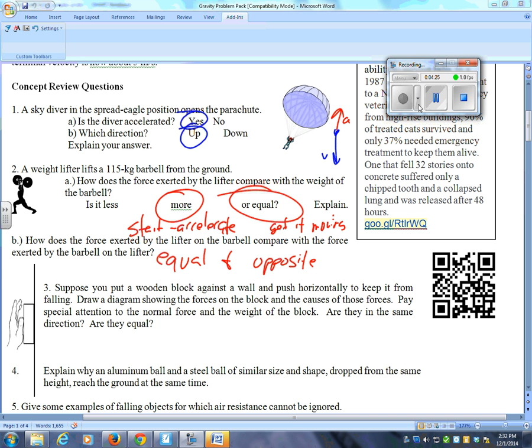Suppose you put a wooden block against a wall and push horizontally to keep it from falling. Okay, just like this. Draw a diagram showing the forces on the block and the causes of those forces. Pay special attention to the normal force and the weight of the block. Are they in the same direction and are they equal? Well, the easiest of all the forces to put on there would be the weight force, which would be down.